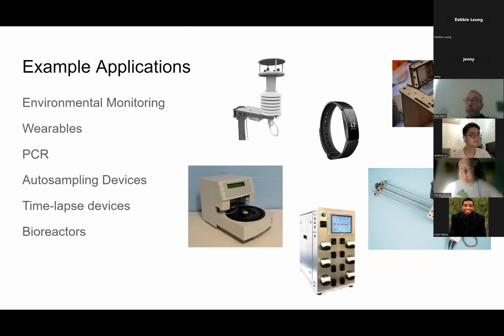So a couple of examples on that. Thinking about those things that they're good at, environmental monitoring is a classic use case here, where I just want to measure the wind speed forever. Same thing with wearables. I mentioned a Fitbit earlier. If you have anything where you just need to measure something reliably and you don't want to strap a Raspberry Pi to your chest, you can imagine getting a tiny little processor and fitting it in there. PCR I mentioned, auto sampling devices, time-lapse devices.